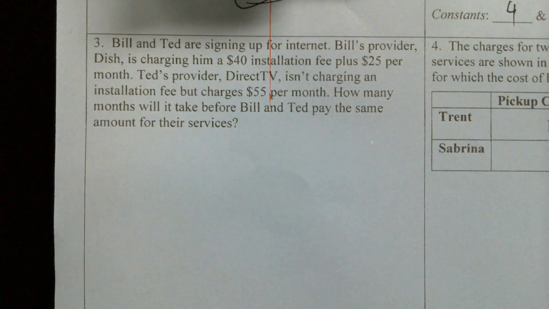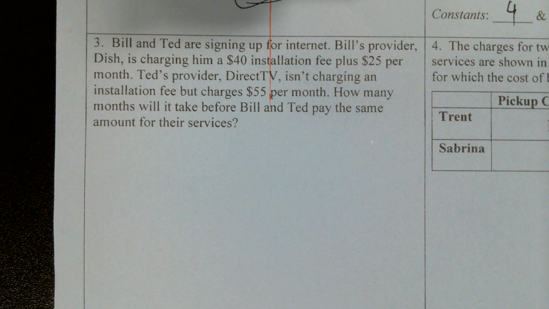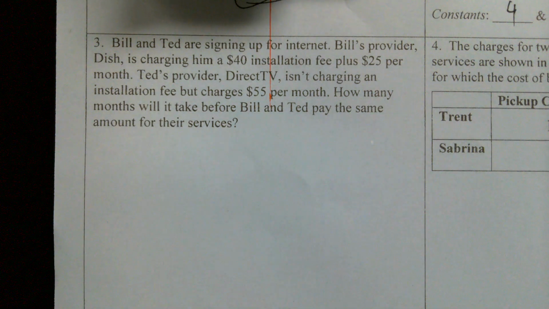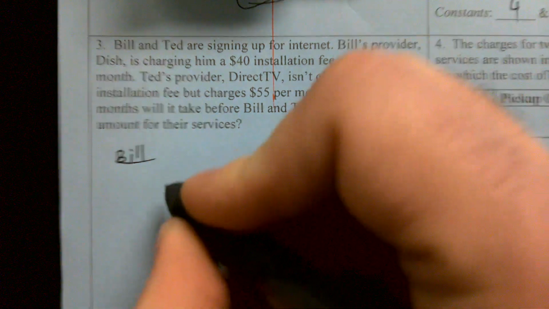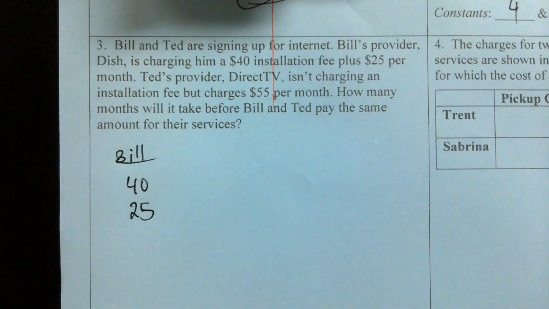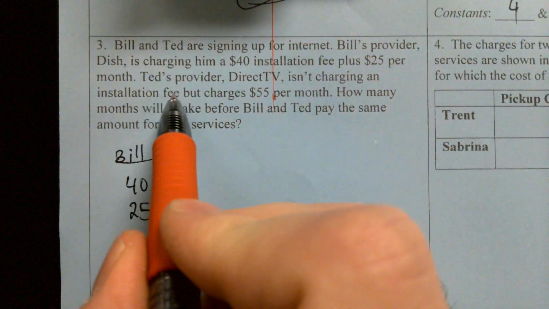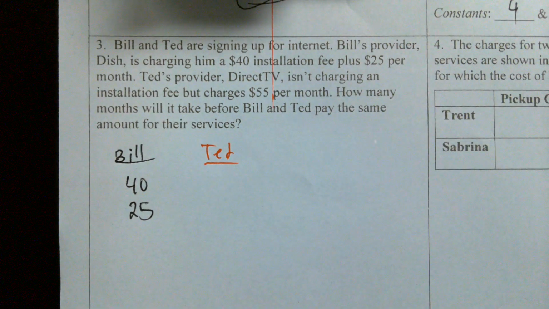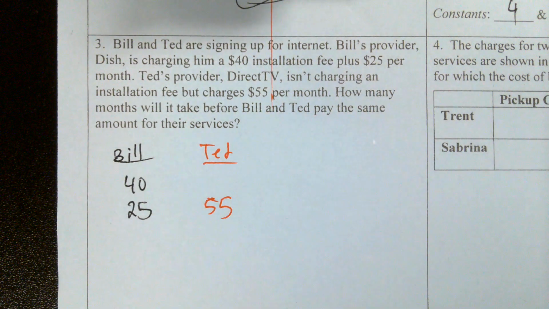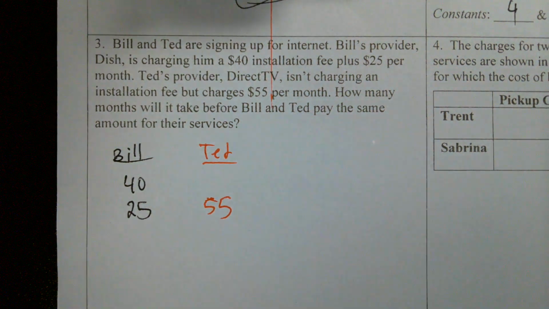Number 3, Bill and Ted are signing up for internet. This is from our last lesson, Equations in the Real World. Bill's provider, Dish, is charging him a $40 installation fee plus $25 per month. Right away, I know that Bill's numbers are 40 and 25. Ted's provider, DirecTV, isn't charging an installation fee, but charges $55 per month. Interesting. How many months will it take before Bill and Ted pay the same amount for their services?